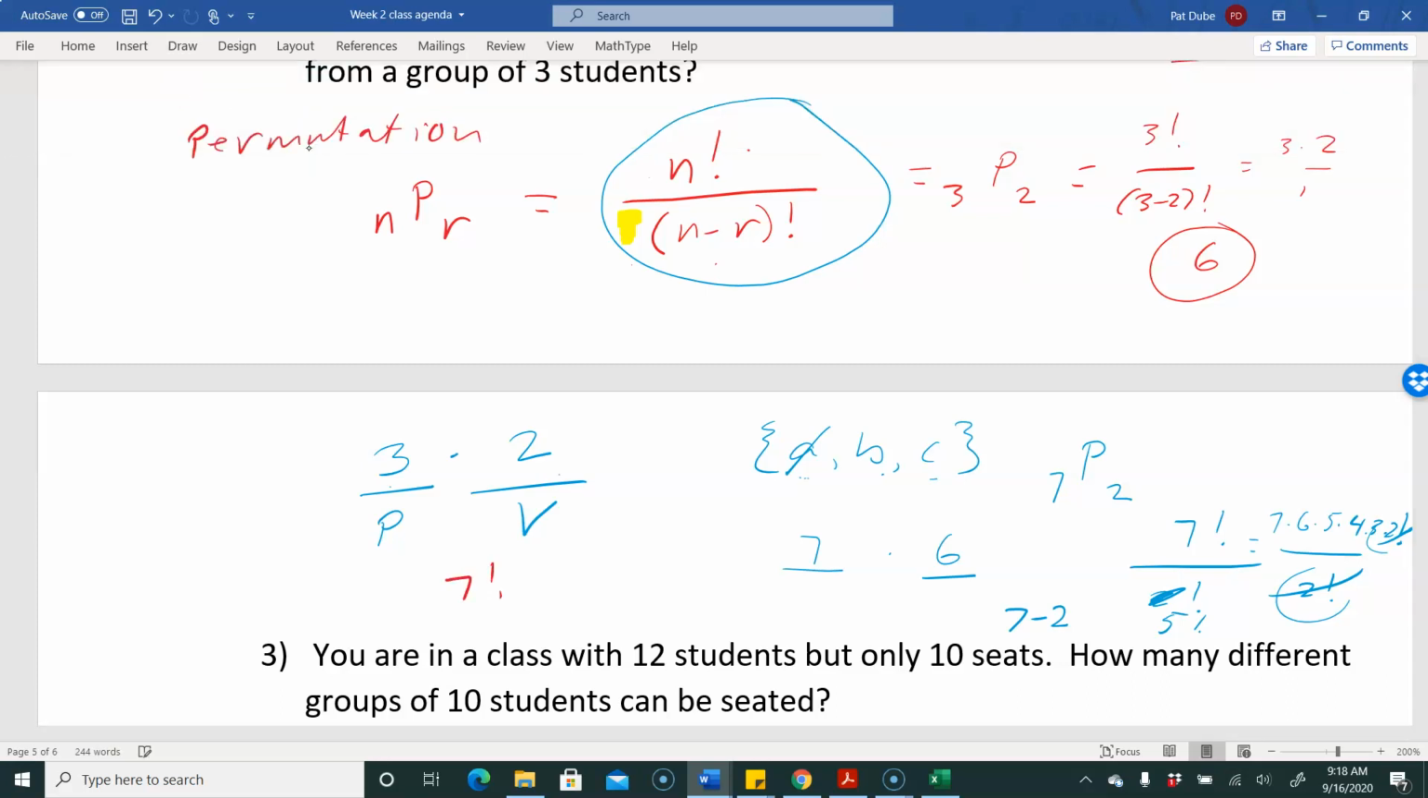But if I have 7 factorial over, it should be how many there are divided by what you leave out. If you're only picking 2, you're leaving out 5. That's 7 times 6 times 5, and if I write 4, 3, 2, 1, that's just 5 factorial over 5 factorial. And there's my 7 times 6. So I didn't quite do that right before because I had the wrong number on the bottom. Those are the things you have to be careful of.